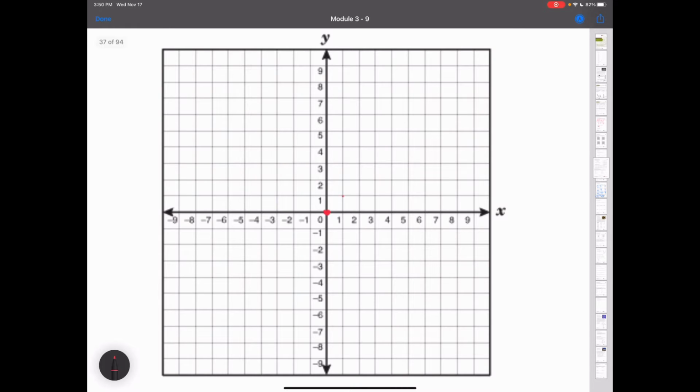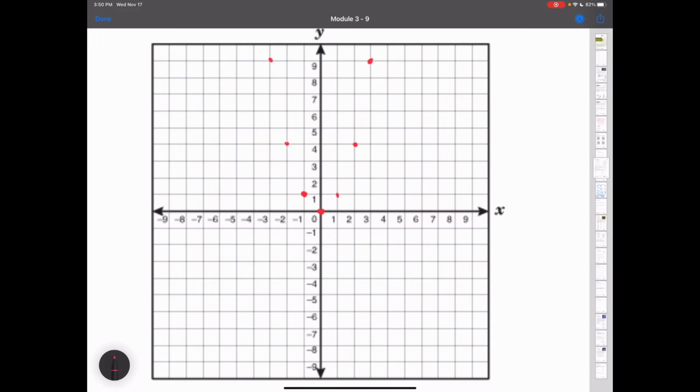X squared is just going to be our parent parabola function, so at 0, 0, over 1 up 1, over 2 up 4, over 3 up 9. There's our parent parabola function right there. And we also had x squared minus 4, so that'll be our next function where it has just been moved down 4. Got over 1 up 1, over 2 up 4, over 3 up 9.